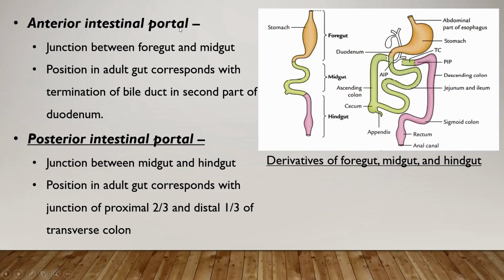So what are the anterior and posterior intestinal portals? The anterior intestinal portal is present between the foregut and the midgut. So here is the anterior intestinal portal. Its position in the adult gut corresponds with the termination of the bile duct in the second part of the duodenum. Then there is the posterior intestinal portal, which is the junction between the midgut and hindgut, and its position in the adult gut corresponds with the junction of the proximal 2/3 and distal 1/3 of the transverse colon. So here is the posterior intestinal portal, and here is the anterior intestinal portal.